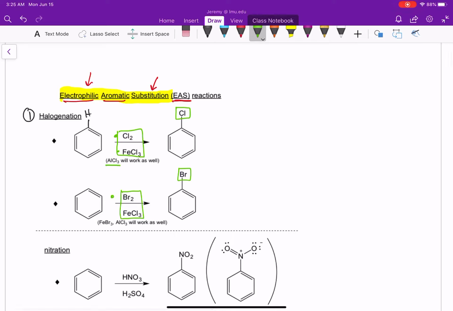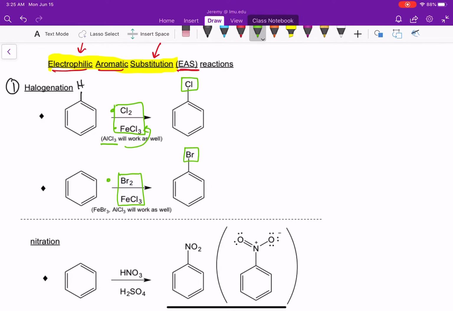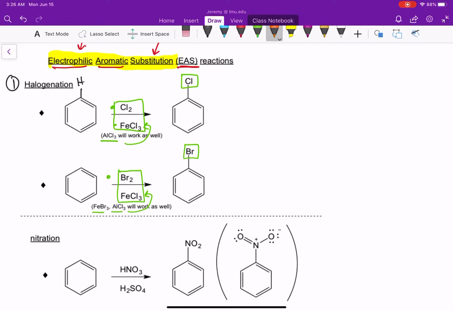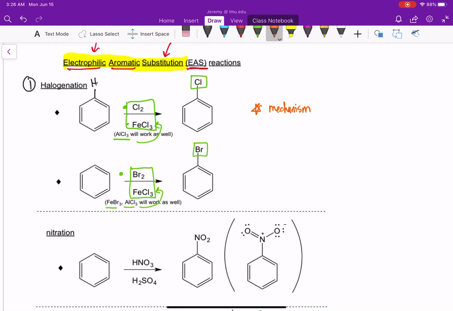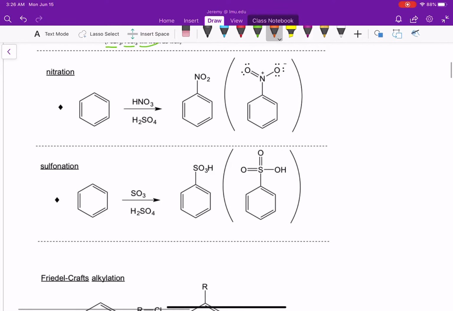AlCl3 is another Lewis acid you could use instead of FeCl3. And FeBr3 or AlCl3 can be used in place of FeCl3. They're all Lewis acids to make this reaction work. We will need to know the mechanism for this reaction, and we'll cover that in a separate video. In this video, I just want to briefly go through the reactions.